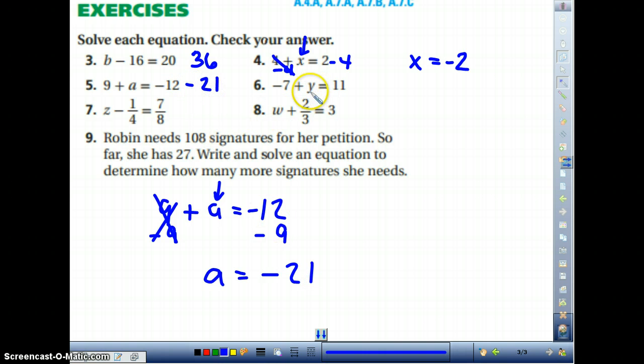Here I'm trying to solve for y on number 6. I need to get rid of addition by -7. Isn't adding a -7 the same as subtracting 7? What can you put on this side to undo that -7, to get rid of it? Add 7. Yeah, if I add 7 here, I'm going to add 7 over here, and I get y equals what? What's 11 plus 7? 18.